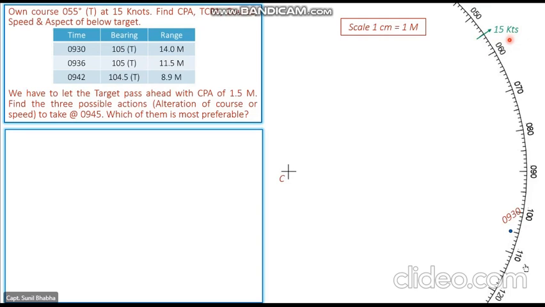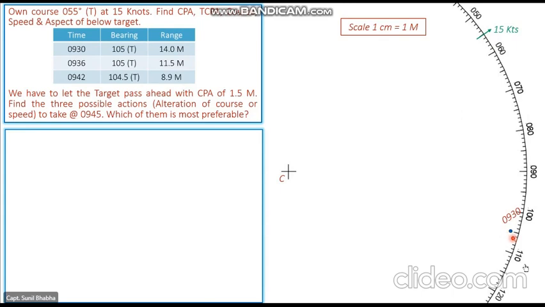Let us now plot the first observation, first position 0930. The bearing is 105 and the range is 14 miles. So from point C, using the graduations on the circumference, at a bearing of 105 and at a range of 14 miles as per our scale, we mark the first relative position of the target.